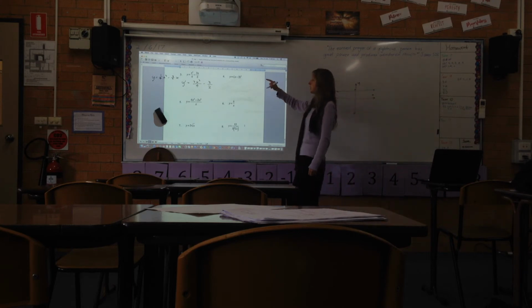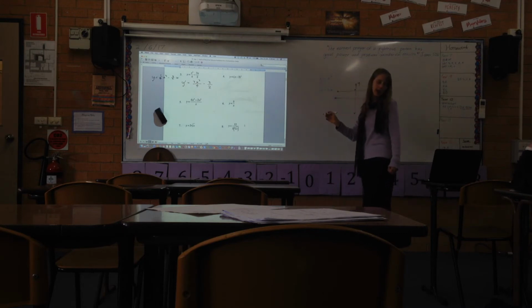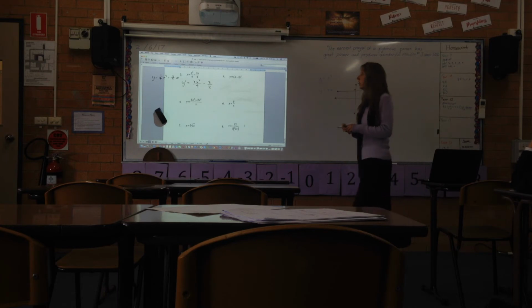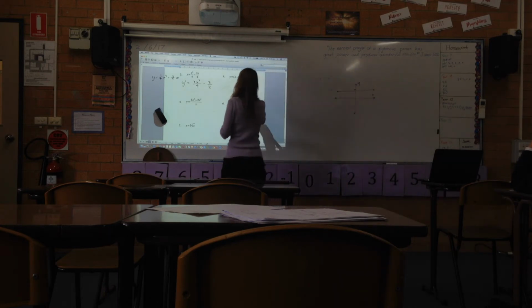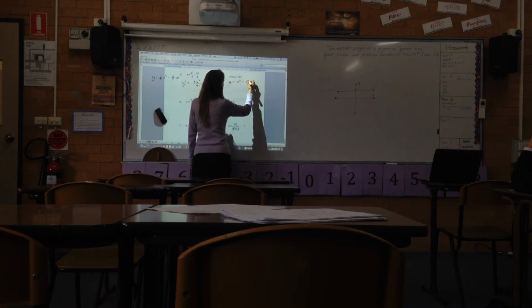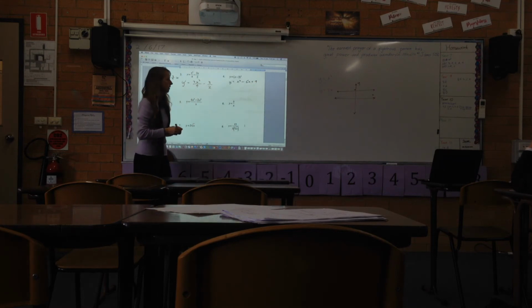Okay, the next one. With this one, let's expand it out first. It's not quite a difference of two squares, so let's just expand it first: y equals x squared minus 6x plus 9. Now we can do it.